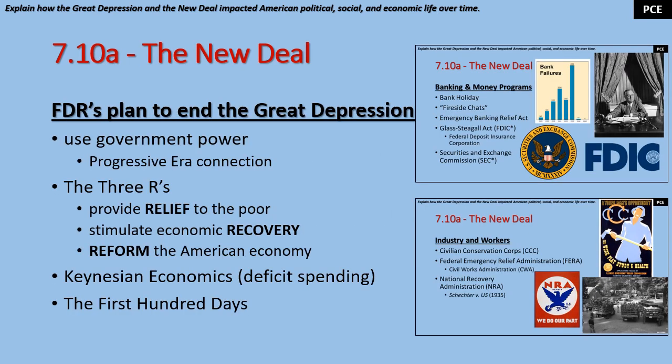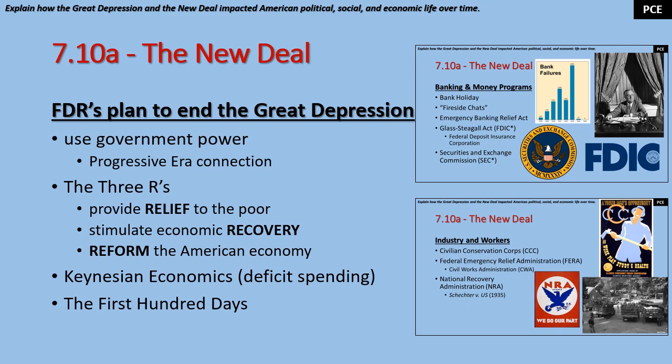Very briefly, these are the three slides that we looked at in our class discussion about this. It is important that you know the three R's of relief, recovery, and reform. It is also important that you are keeping track of deficit spending, in the sense that the federal government is going to incur debt because of the plans they're putting into place to fight the Great Depression.